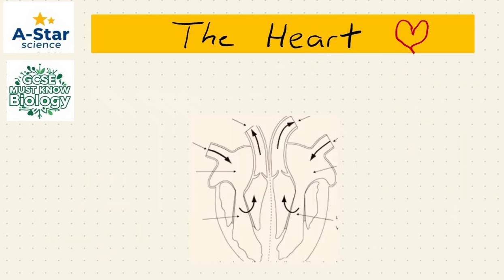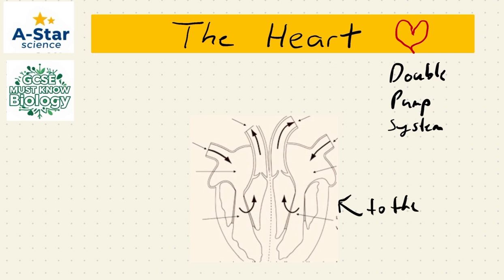Now that we've learned the different parts of the heart and how to use the box diagram method to easily identify them, let's finish off by understanding the term double pump system, which comes up in the GCSE content and will come up in your exam. What does it mean when it says that the heart is part of a double pump system? Well, we know that the heart pumps blood to the body, but it also pumps blood to the lungs.